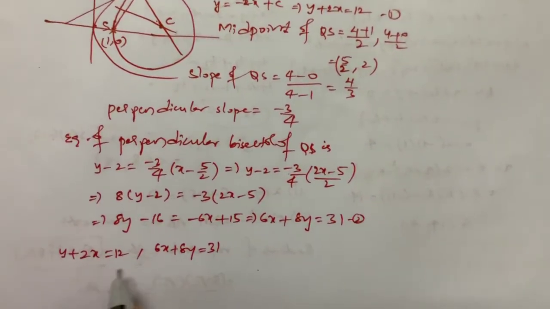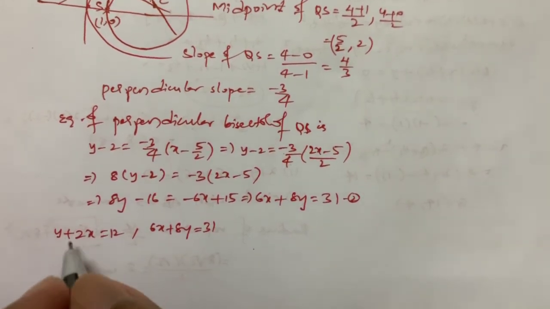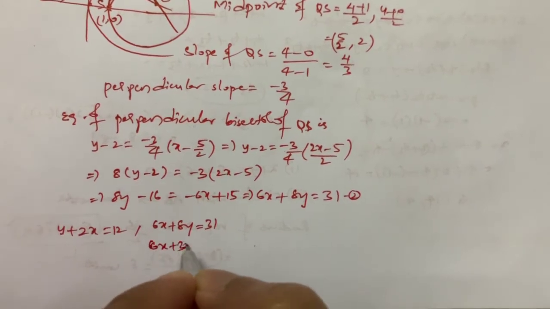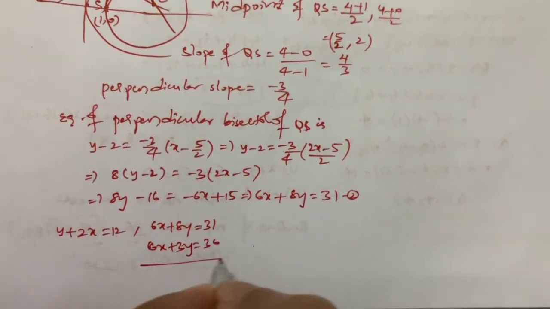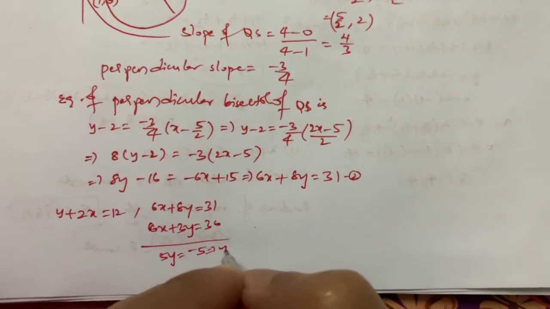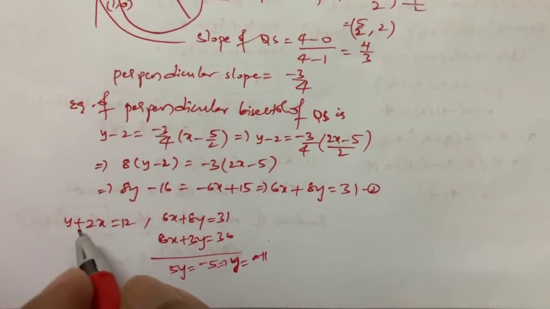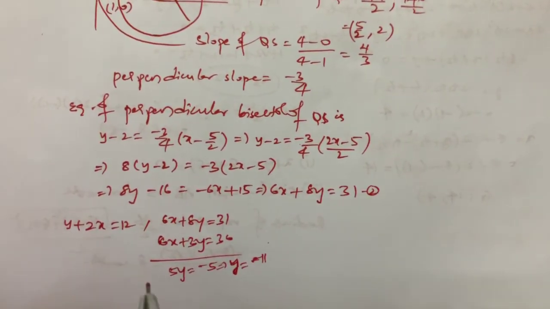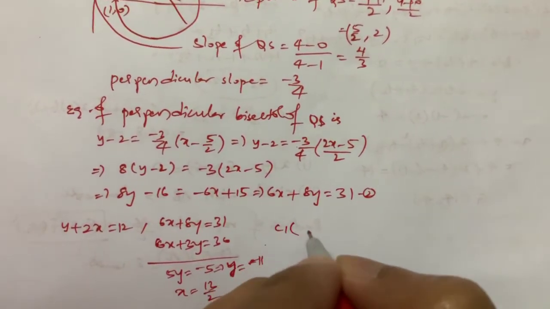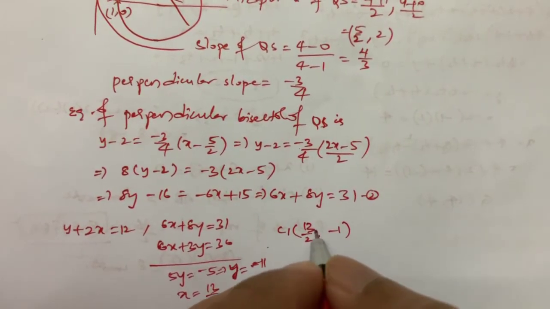So we can calculate the center. If I want x comma y, just multiply the equation y plus 2x is equal to 12 by 3. So you will get 6x plus 3y is equal to 36. If I subtract this, 5y is equal to minus 5. So y is equal to minus 1 clearly. And then if I put y equal to minus 1, x is equal to 13 by 2. So center C1 is 13 by 2 comma minus 1. So that is the center.